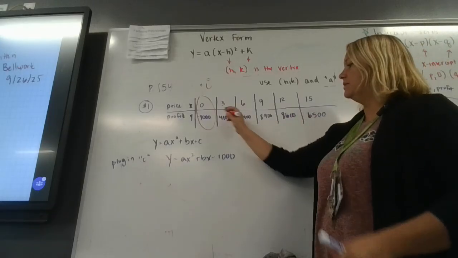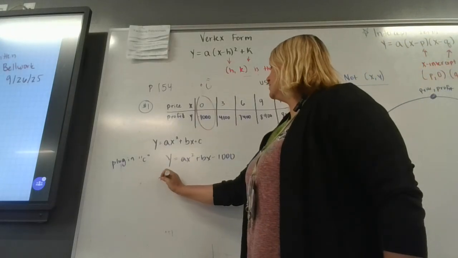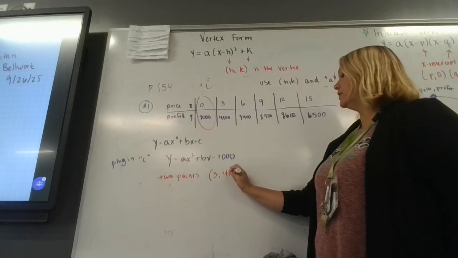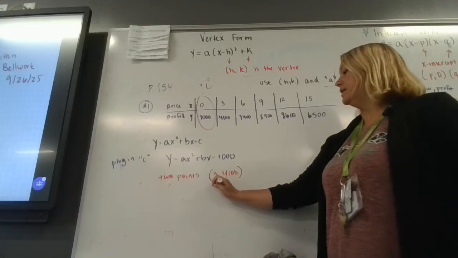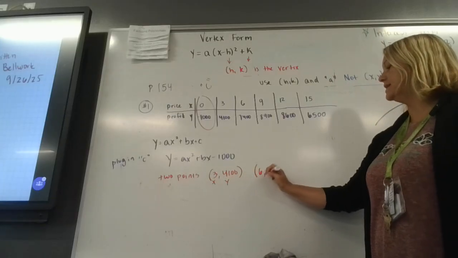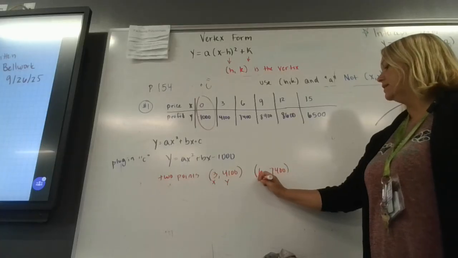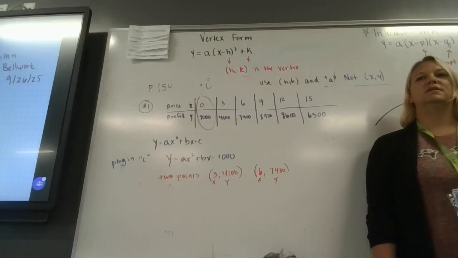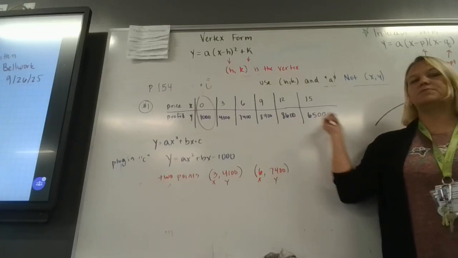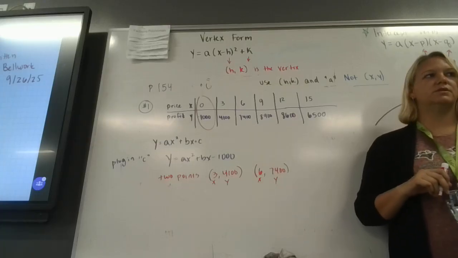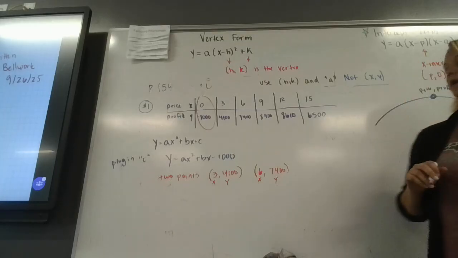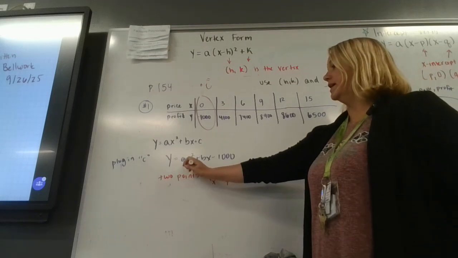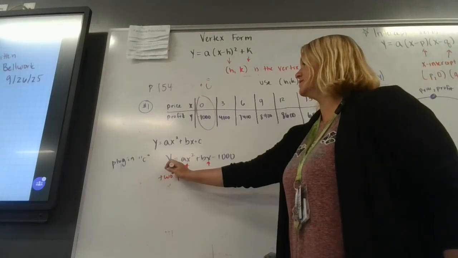Okay, so we're going to pick 2 points. Let's do (3, 4100) as x and y, and let's do (6, 7400), which is also x and y. So I'm picking this point and this point. Really accurate data kind of spreads it out, but we'll just go with these two for now. All right, here I go. So that's x and that's y, and I'm plugging in this x and this y.